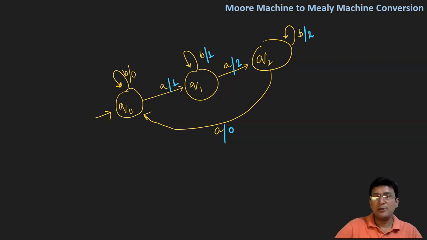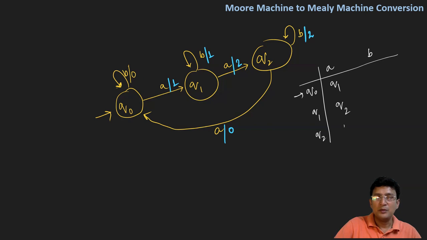Let's draw the transition table also, because this is very, very important. As I mentioned earlier, along with drawing the diagram, you should also draw this transition table. So here the input symbols are A and B, and the output symbols are 0, 1, and 2. Q0 is the initial state. In this Q0 state, if you take A, you move to Q1. Similarly, in the Q1 state, if you take A, you move to Q2. In the Q2 state, if you take A, you move to the Q0 state. On B, all the states remain at themselves. So these are the transitions.